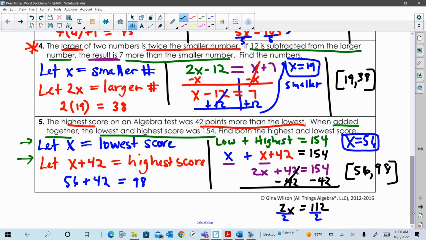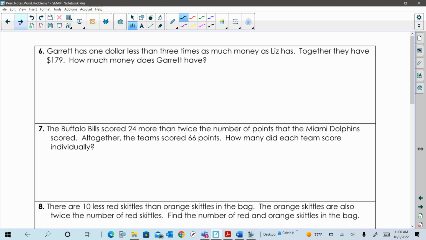All right. Go to the next page. These are going to change just slightly. All right. Read it. Give me something important. $1 less than 3 times as much money. $1 less than 3 times as much money as Liz has.